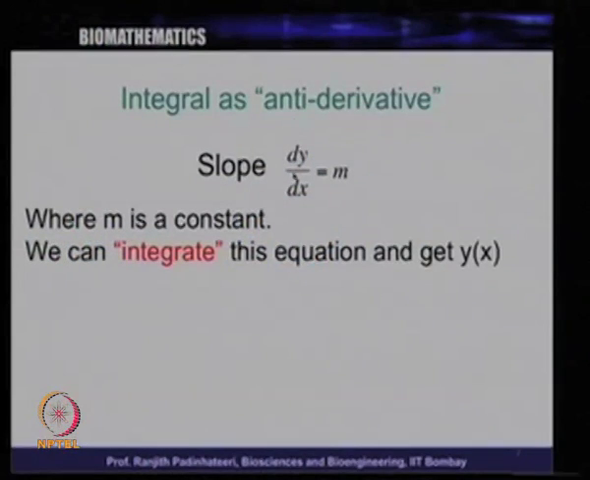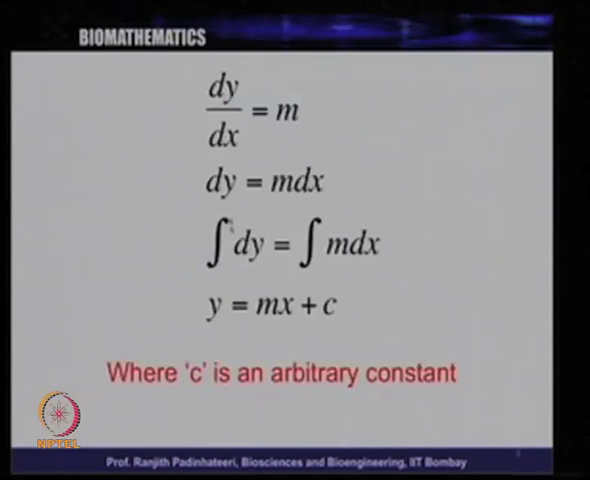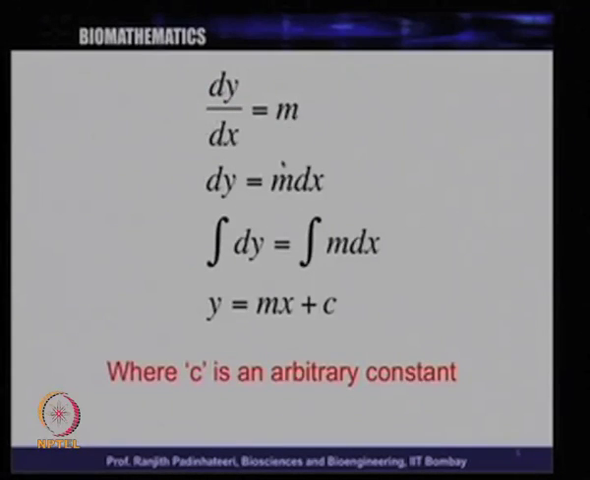So, let us say we know the slope dy by dx is m. m is a constant. So, if you have a function whose derivative is just a constant, a number, we can integrate this equation and get y. We know dy by dx, and we can integrate this equation and get y. Let us see how we do this. This slide shows how we do this.